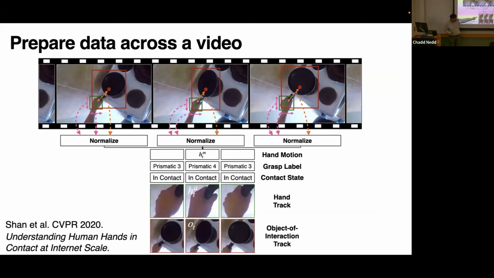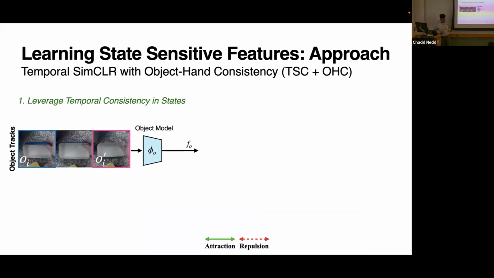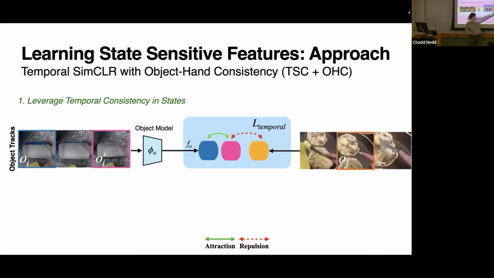And now I can do some sort of self-supervision. And we are calling this temporal symmetry with object hand consistency. If you're familiar with symmetry, this is as simple as: you have objects, you have object tracks. The goal is I want to learn objects as state-sensitive features. The way I'm going to supervise for this is I'm going to say that two frames which are close in time are likely to be in the same state. So those should be close together in the feature space. And they should be far away from further out object crops and crops from other objects. Right. So this is temporal symmetry. I mean, it's a temporal extension of symmetry.